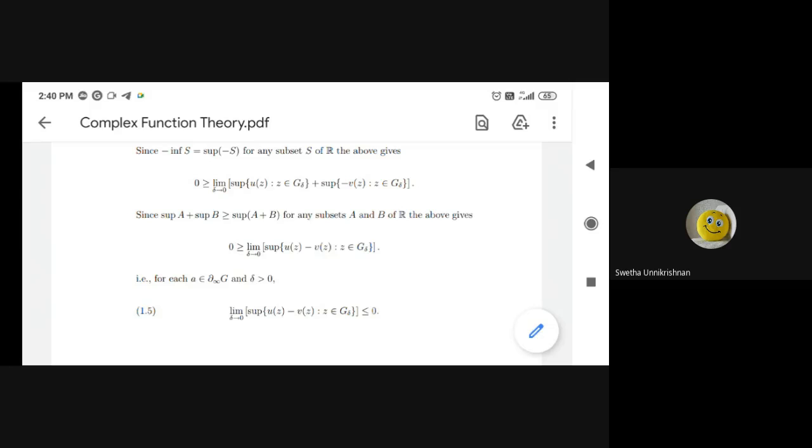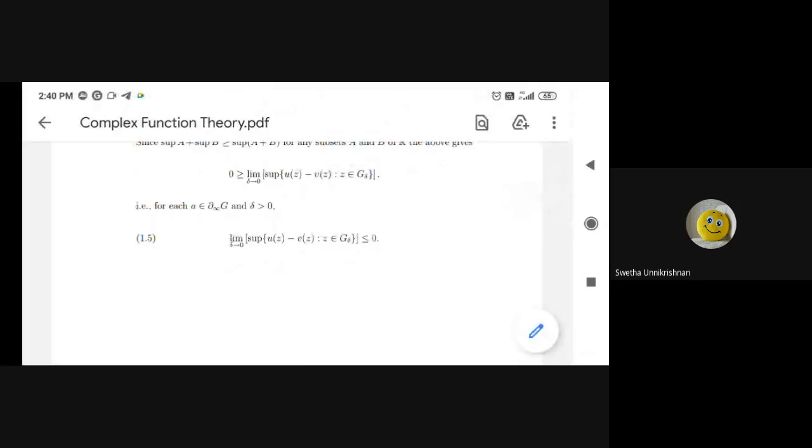Then we use the supremum property that supremum of A plus supremum of B is greater than or equal to supremum of A plus B for any subsets A and B of R. Then it will lead to the limit as delta tends to 0 of supremum of U(Z) minus V(Z) such that Z belongs to G_delta is greater than or equal to 0. That is, we get for each A belongs to ∂∞G and delta greater than 0, the limit as delta tends to 0 of supremum of U(Z) minus V(Z) such that Z belongs to G_delta is less than or equal to 0.